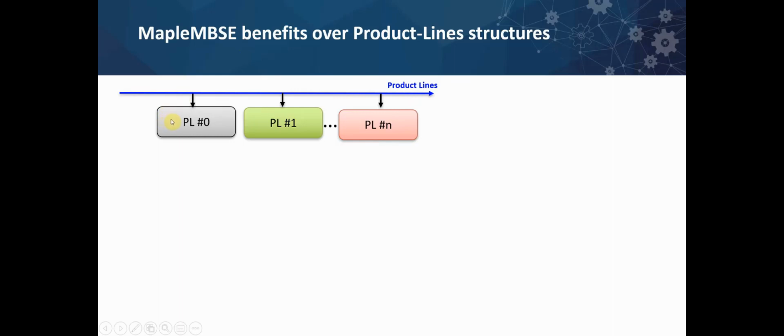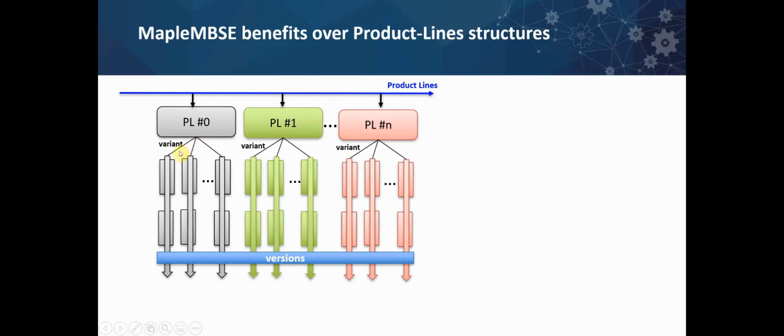For each product, you may have different variants. And for each variant, you will have evolution over time according to version number. Each time you change an element in the variant, you will have a new version. These are the product lines.